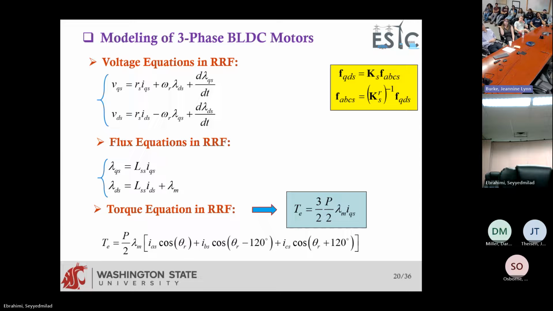So the way we model the machine is with these simple equations you can quickly implement in MATLAB or any software. And then there are flux equations and a torque equation that is very elegant and simple like this, right? We also see here that the electromagnetic torque is only dependent on IQ, not on ID. This is something to note here.